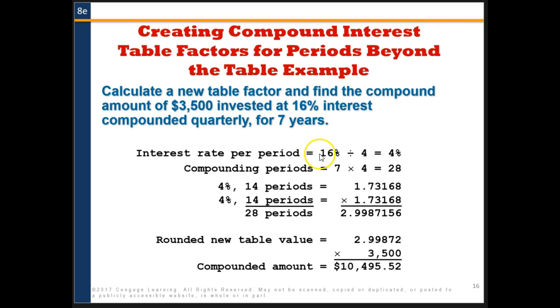So the interest rate per period is 16% divided by 4, which is 4%. The number of compounding periods is 7 times 4 because it's quarterly, so 4 times a year is 28 periods. If you look at the table, we don't have 28 periods listed. So we are going to do 4% at 14 periods, 4% at 14 periods, and then we are going to get 2.9987156. Then they've rounded it to the new table value times 3,500, and the compounded amount is $10,495.52.